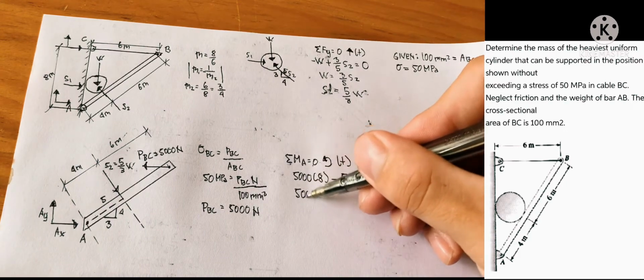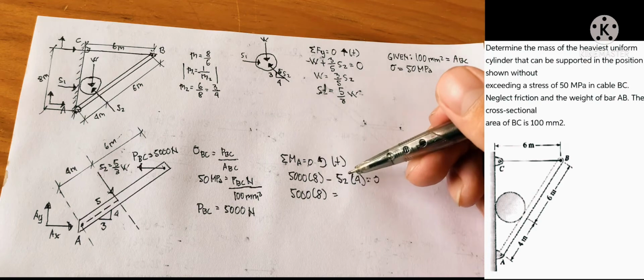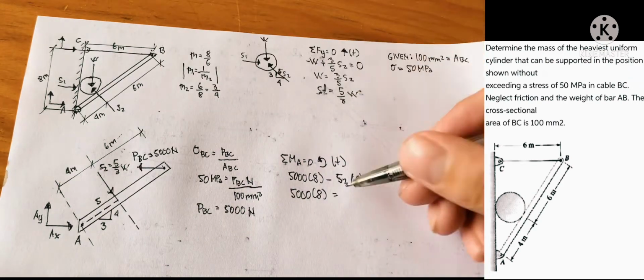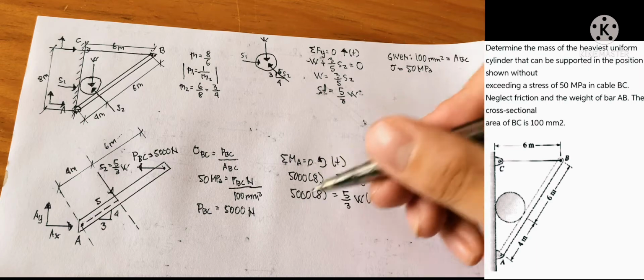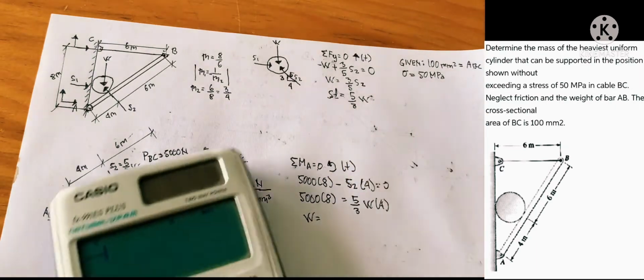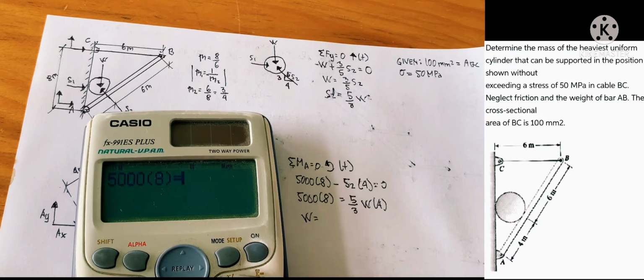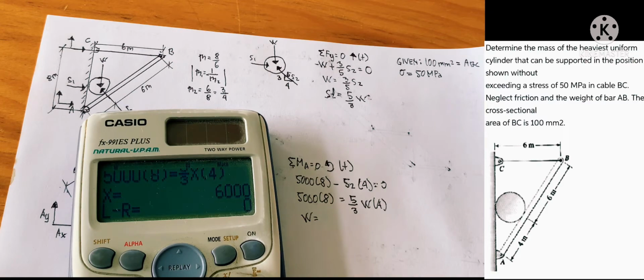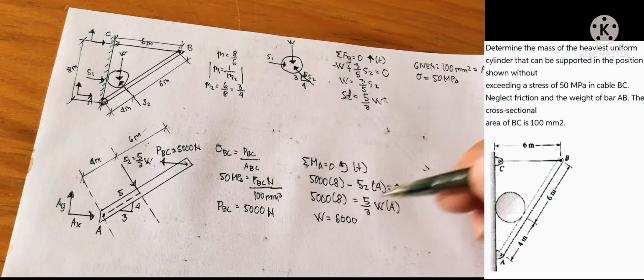So we need to substitute the value of S2, which is 5/3 W. Well, we can transpose it. It is 5/3 multiplied to 4, so W is equal to 5,000 times 8. So W, multiplied by the moment arm, we solve it is 6,000, and it should be in newtons.